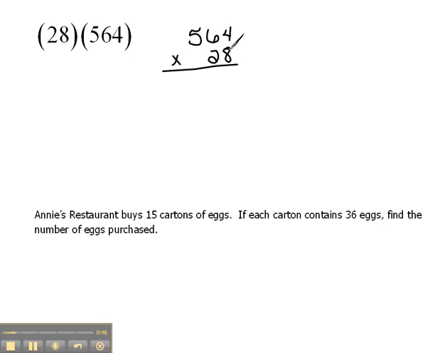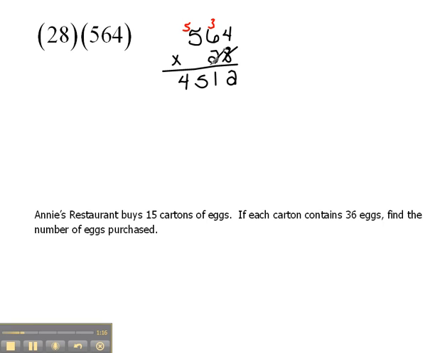So 8 times 4 would be 32, so we'll drop the 2 and carry the 3. And now 8 times 6 would be 48, 49, 50, 51. So that would be a 1, and we're going to carry the 5. And now 8 times 5 would be 40, plus 5 would be 45. Okay. Now we're done with the 8.